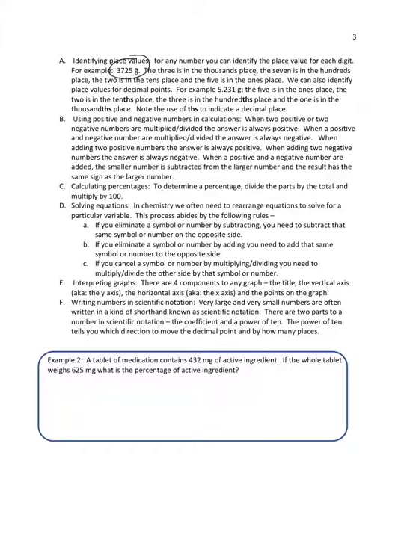E. Interpreting graphs. There are 4 components to any graph: the title, the vertical axis, which is the y-axis, the horizontal axis, which is the x-axis, and the points on the graph.